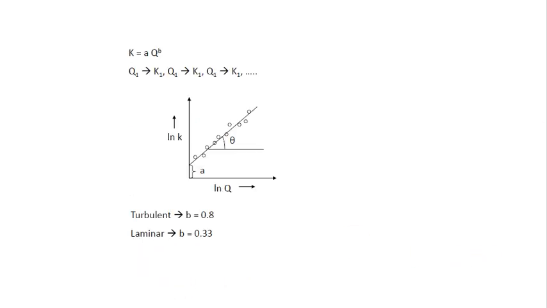At different flow rates, you plot these values in this equation, ln K versus ln Q, and you will get a straight line. The intercept of the straight line will represent the value of A, and the slope will represent the value of B. Generally for turbulent flow, the value of B is 0.8, and for laminar flow, the value of B is 0.33. The value of A generally depends upon the geometry of the spacer. If you change the geometry of the spacer, the value of A will change.